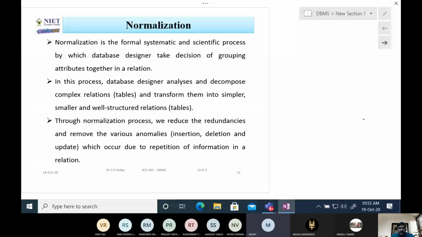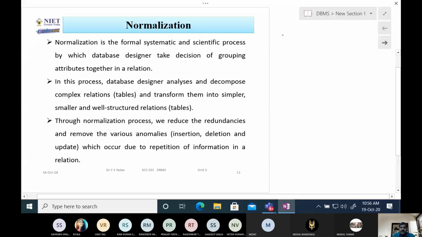Okay. Today you all are going to learn normalization theory. This is the topic of third unit and a very important topic from the GATE examination point of view as well as AKTU examination point of view and for your placement interview. Normalization theory is a very important topic.